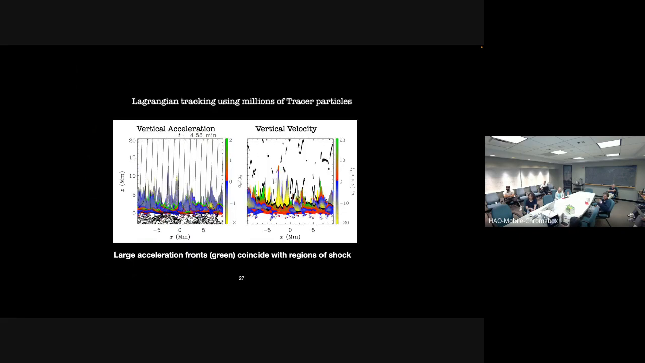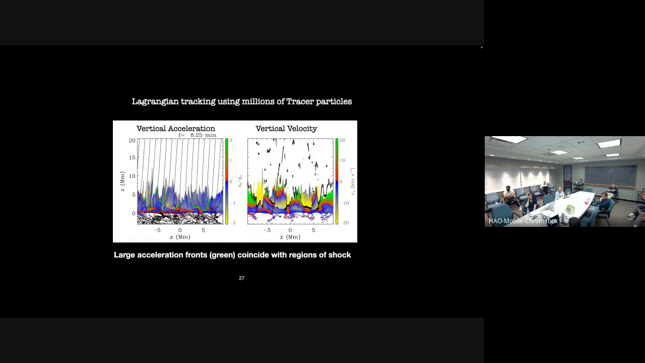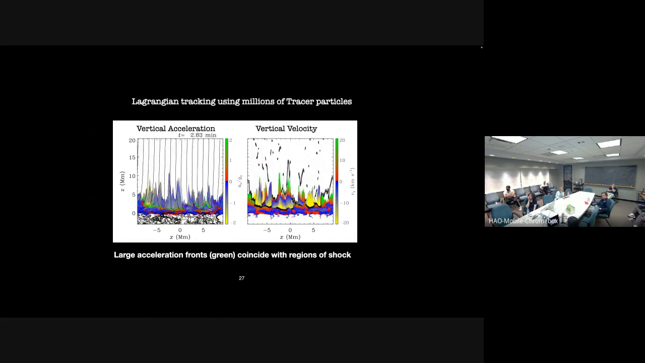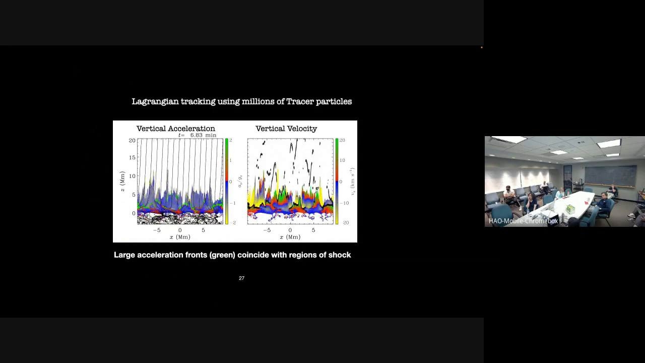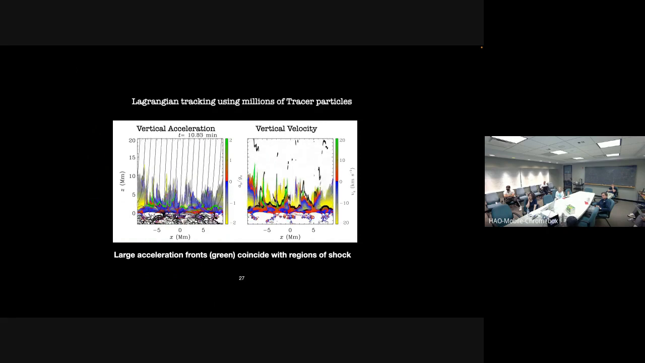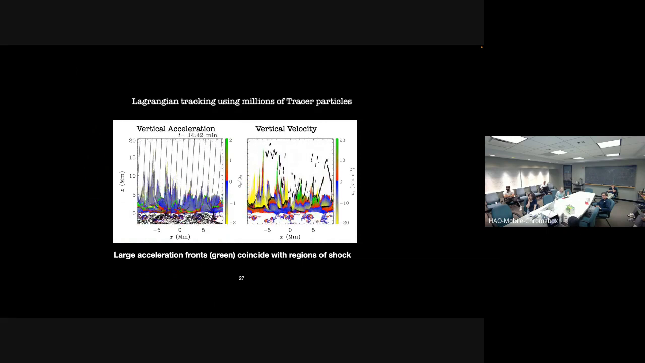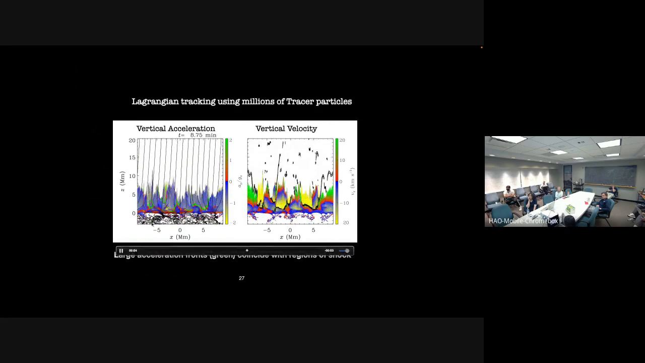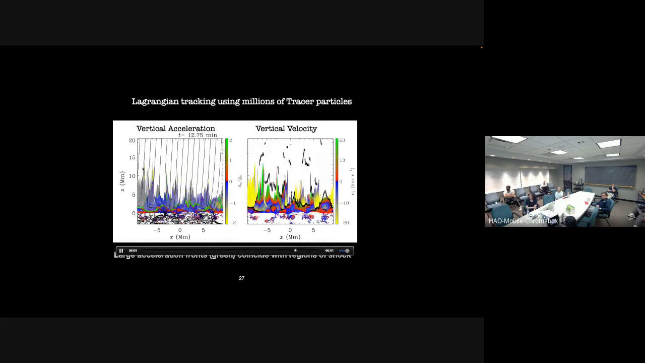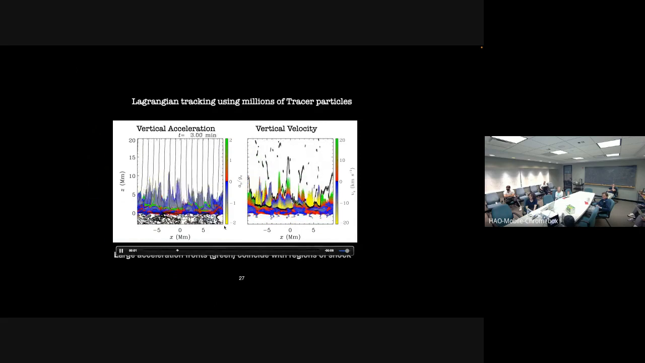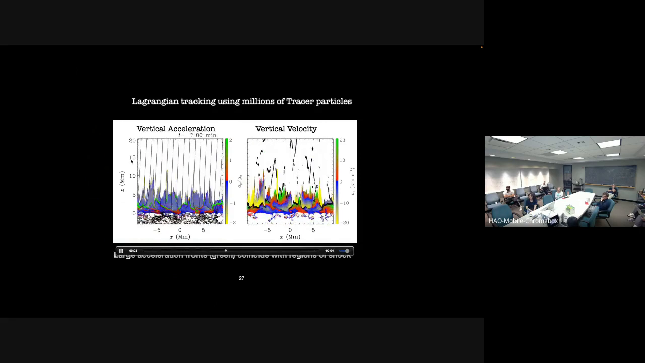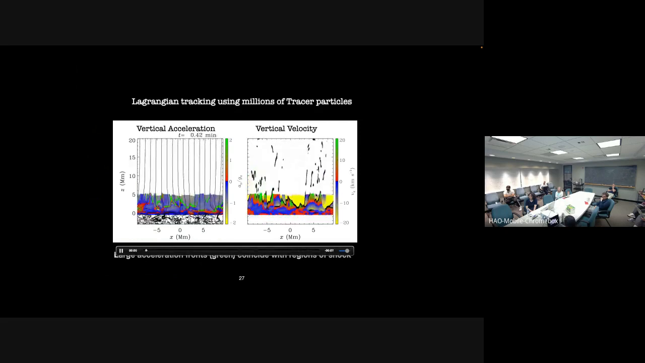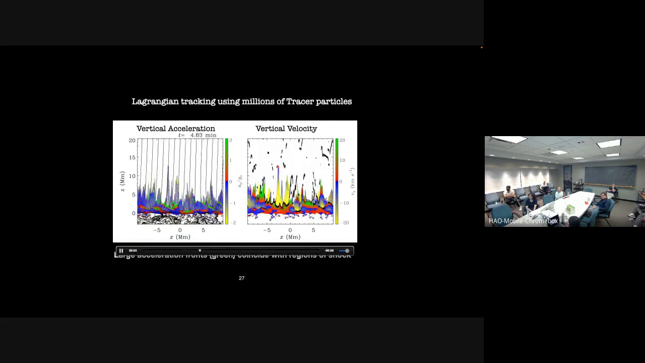So now we take this 2D simulation. Because it's a 2D simulation, we can add millions of tracer particles to it in post processing, and we can look at what exactly the spicules and the jets are doing. Here, these are all tracer particles, and they have been colored by the vertical acceleration on the left-hand side, and on the right-hand side by the vertical velocity.